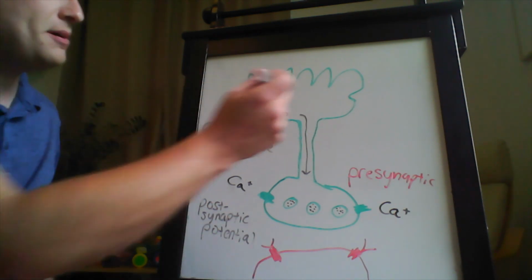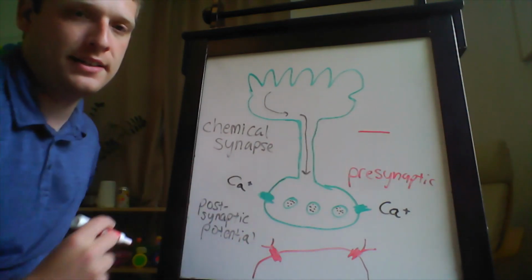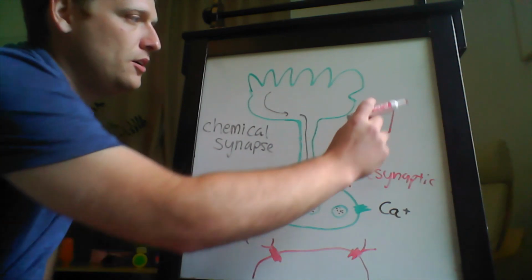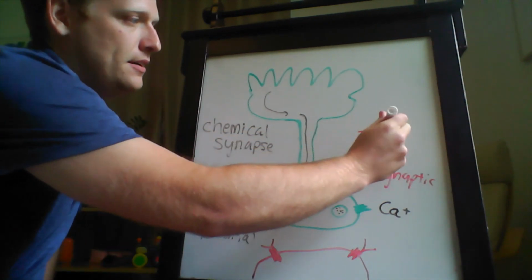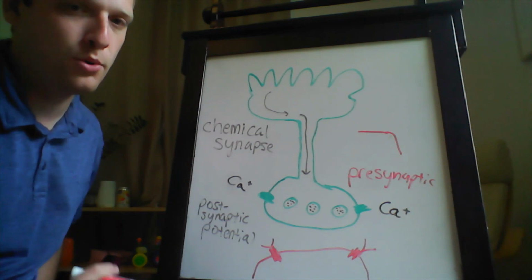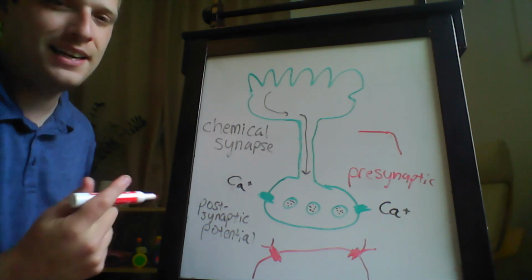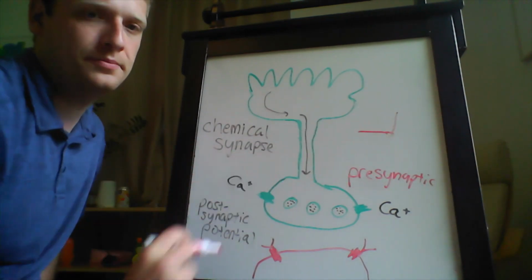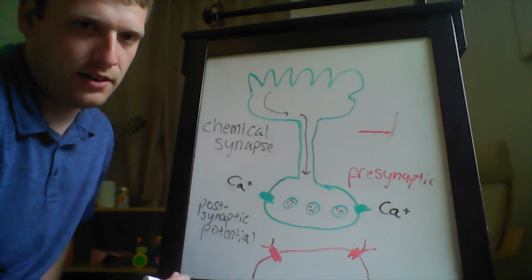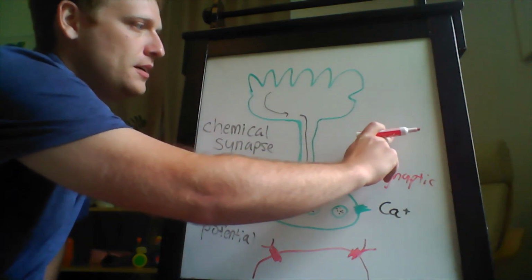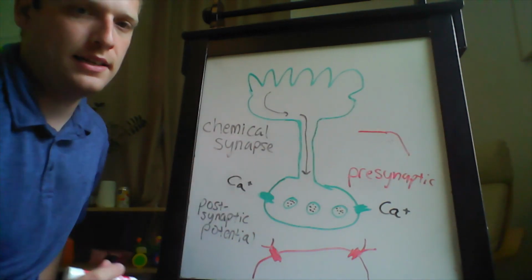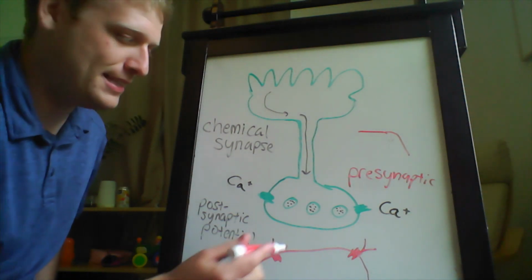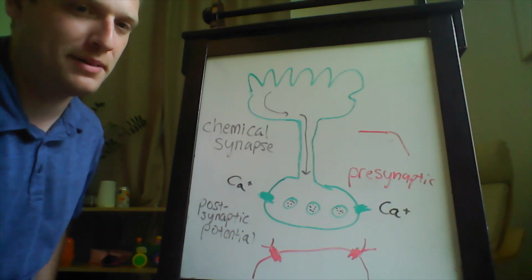So if you're thinking about the voltage of that receiving cell, it can either be depolarized and go up, or it can be hyperpolarized and become more negative. In either case, if you depolarize that cell, that's going to be exciting this cell if you raise the voltage. And if you hyperpolarize it, it's going to basically dampen any excitement of that cell. It's going to inhibit this cell from becoming excited.